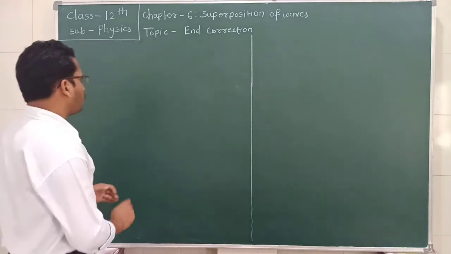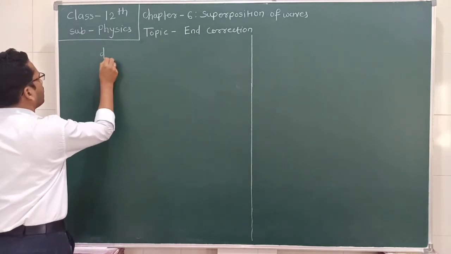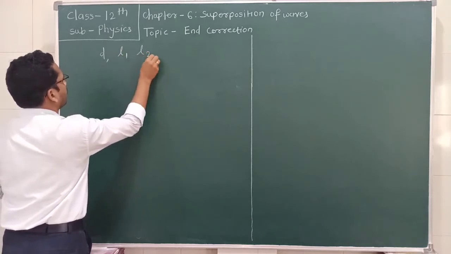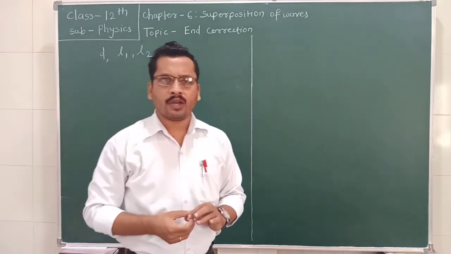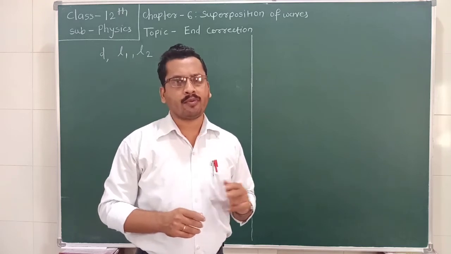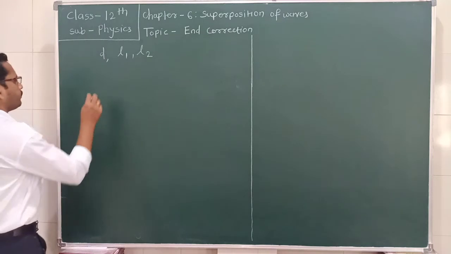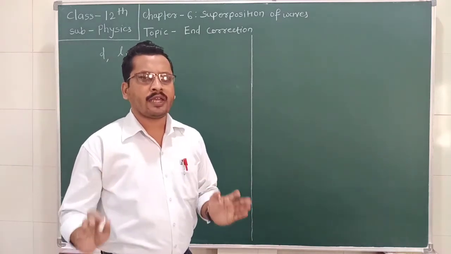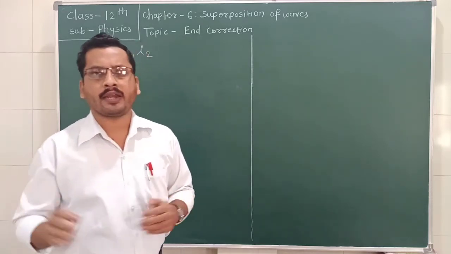So consider two pipes having same diameter d, where the length of the first is L1 and the length of the second pipe is L2. Now we are going to consider two cases: when the pipe is open at both ends and closed at one end. Before that, we are going to revise the formulas we derived for the open pipe and closed pipe.